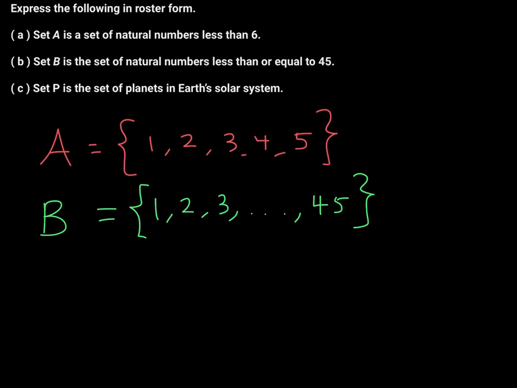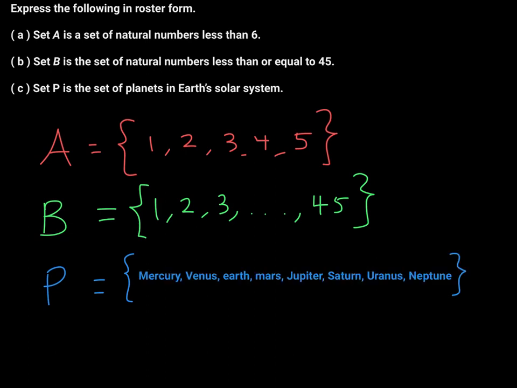they want us to use P to name this next set, and it's the set of planets in Earth's solar system. All of the planets in our solar system. So we have Mercury, Venus, Earth, Mars, Jupiter, Saturn, Uranus, Neptune. All of these should be capitalized. I don't know why I didn't capitalize Earth and Mars. Anyway, these are all of the planets in our solar system.